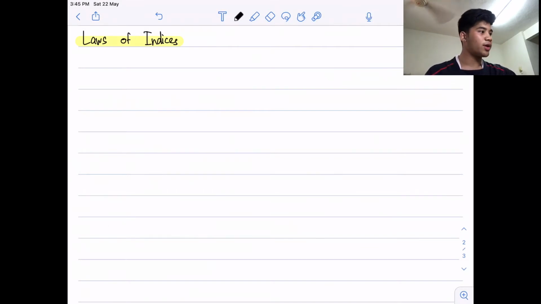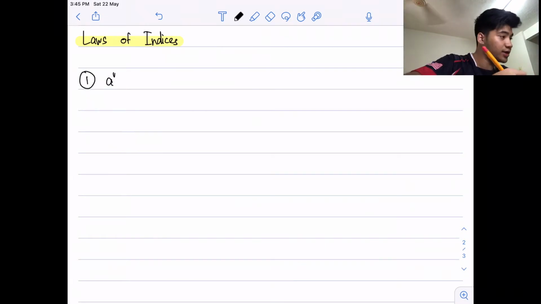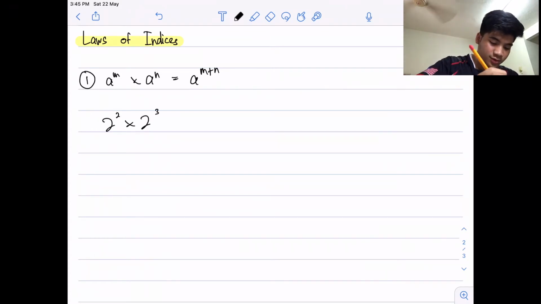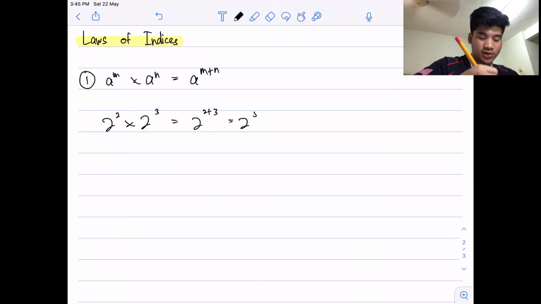Alright, so we have about 7 laws of indices, so let's go through them one by one. The first one is a to the power of m times a to the power of n is equal to a to the power of m plus n. So let's give an example here. Let's say I have 2 to the power of 2 times 2 to the power of 3, which is the same thing as 2 to the power of 2 plus 3, which in this case is 2 to the power of 5. Alright, very simple first one.